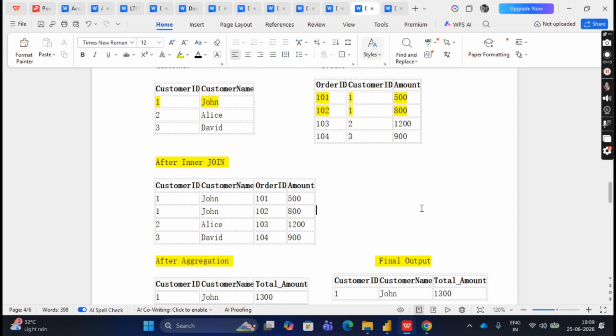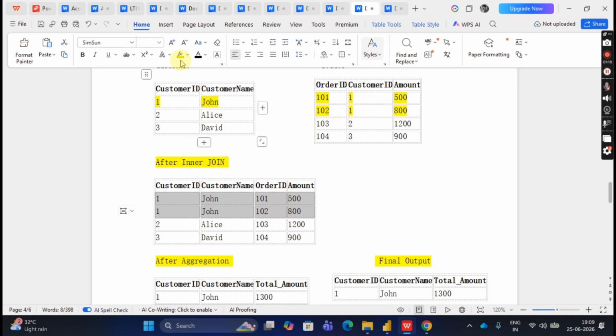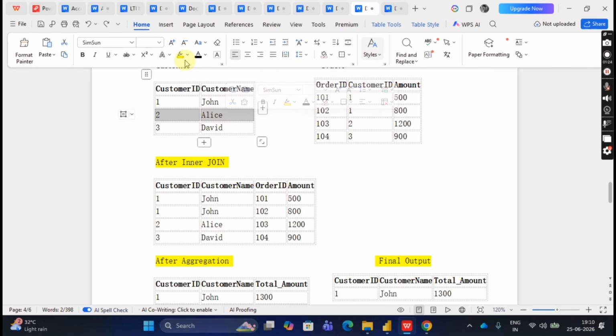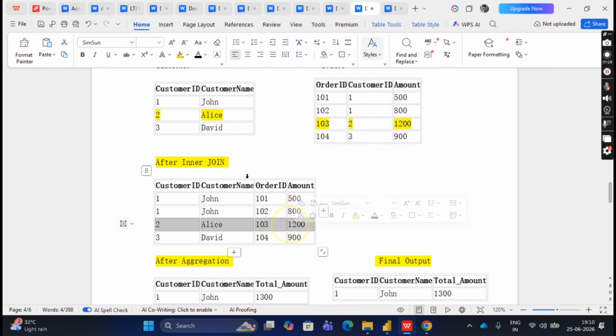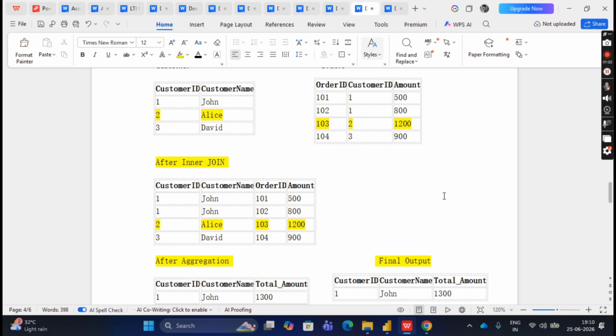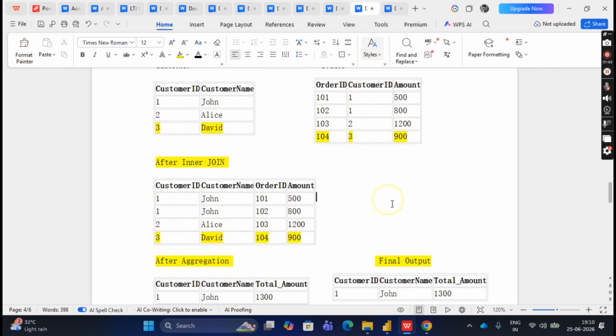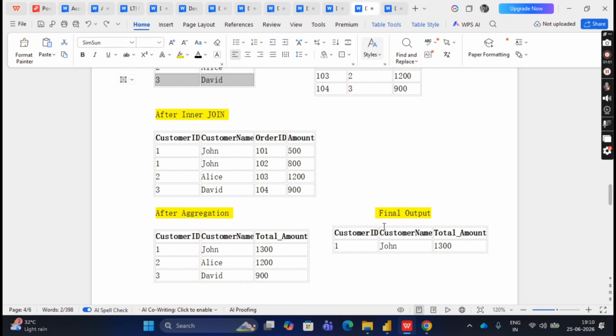John is matching with only the first two rows of the orders table. So we will get 1 John 101 500 for the first row, and 1 John 102 800 for the second row. The second row of the customer table is matching with only one row of the orders table, so we'll get only one row in the resultant table. For customer ID 3, there is also only one matching row in the orders table. So we have performed the inner join, and then what is the ask?